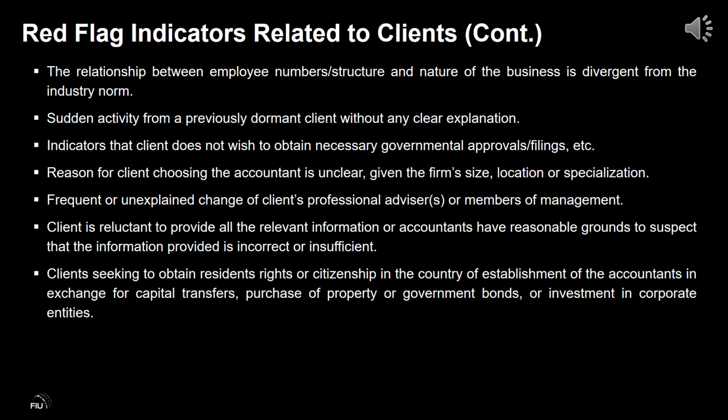Indicators that client does not wish to obtain necessary governmental approvals or filings, etc. Reason for client choosing the accountant is unclear given the firm's size, location, or specialization. Frequent or unexplained change of client's professional advisors or members of management. Client is reluctant to provide all the relevant information, or accountants have reasonable grounds to suspect that the information provided is incorrect or insufficient. Clients seeking to obtain residence rights or citizenship in the country of establishment of the accountants in exchange for capital transfers, purchase of property or government bonds, or investment in corporate entities.